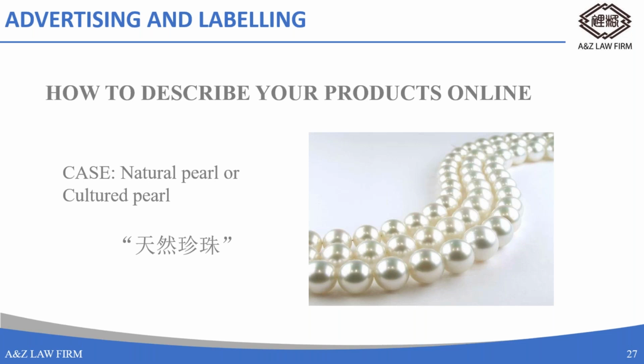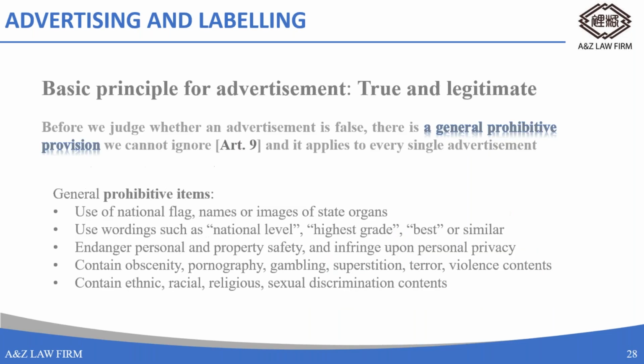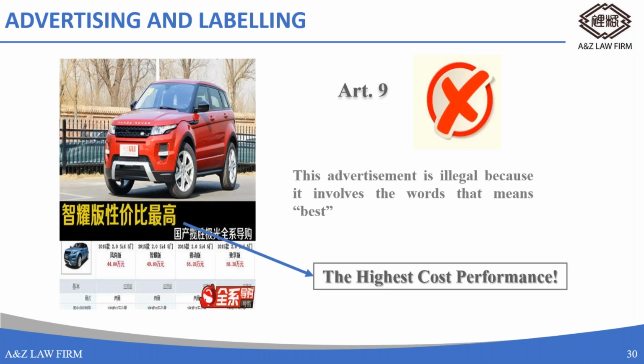Now, let's move to another aspect of the advertising law that you really need to be aware of, which is Article 9. We won't go into details here, but this article states many icons, images, or words that you cannot use. Let's see again an obvious example in the next slide with this picture. The picture shows a car being sold online, and it's obviously violating Article 9, using this wording.